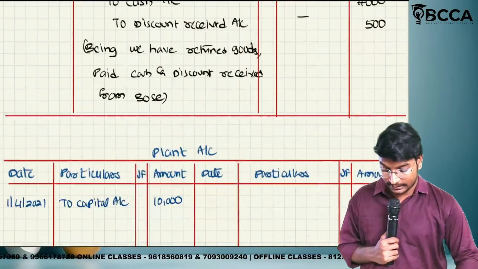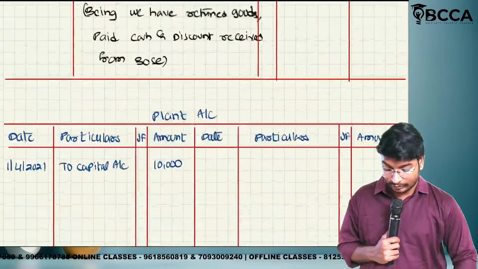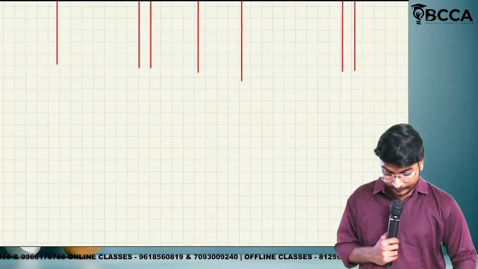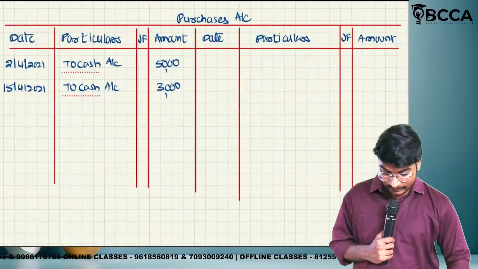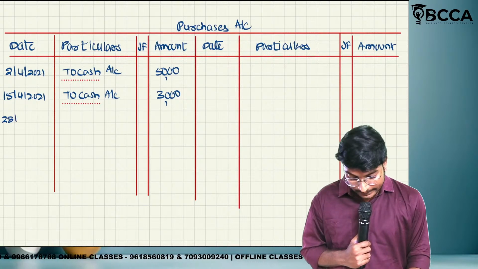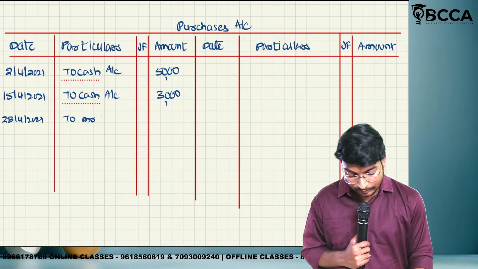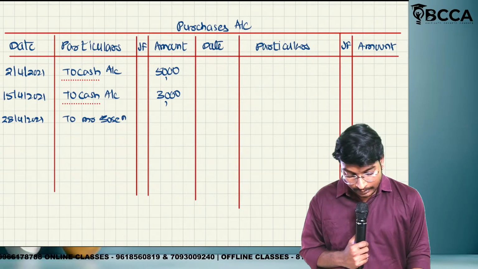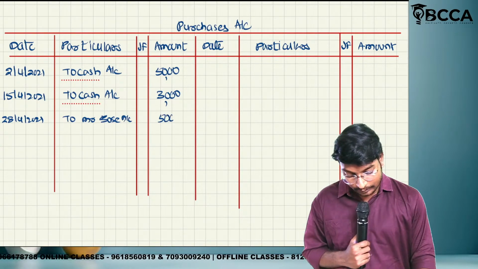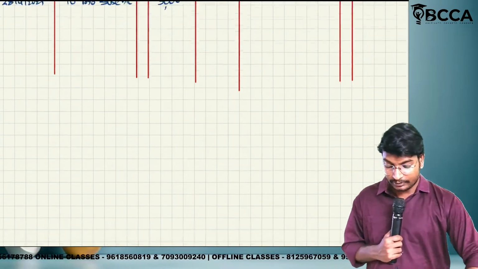How much ma? 5,000 rupees. What is the date of the transaction? 28th April. 28th April 2021 to Mr. Bose, 5,000 rupees. We have to open which account ma? Bose account.